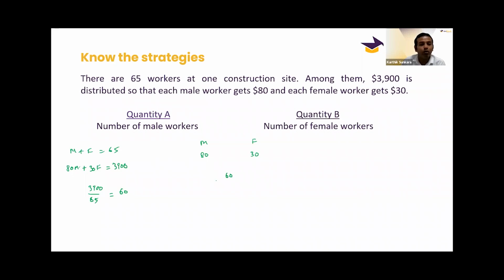Okay. Now what we have to do is cross subtraction, and we have to take the positive difference. So the difference between 60 and 30 is going to be 30, and between 80 and 60 is going to be 20. So male is 30 parts and female is 20 parts. If you simplify further, this is 3:2, right? That means males are more than females, so we can say quantity A is greater than quantity B.